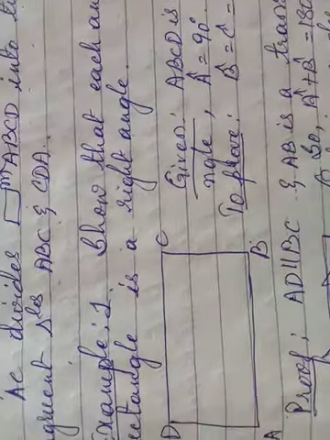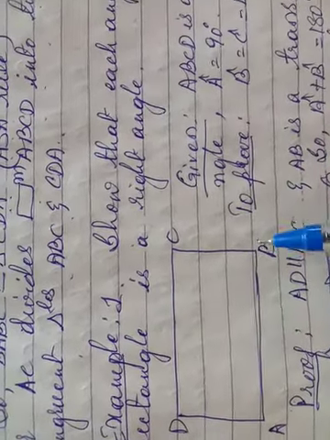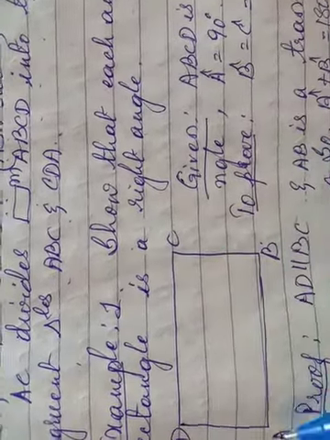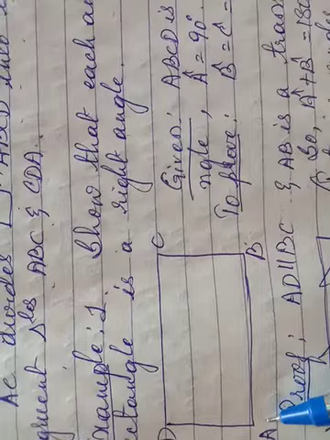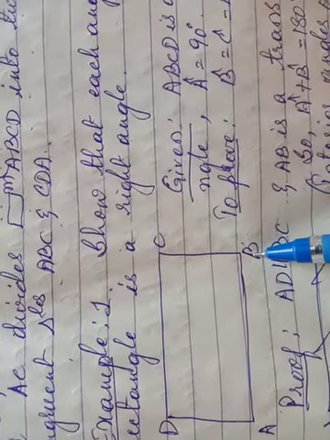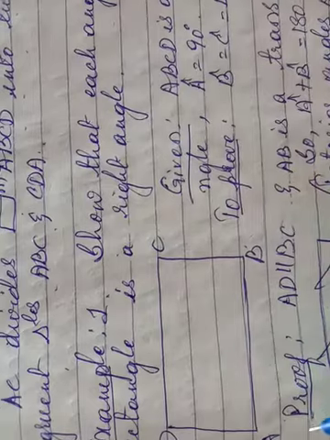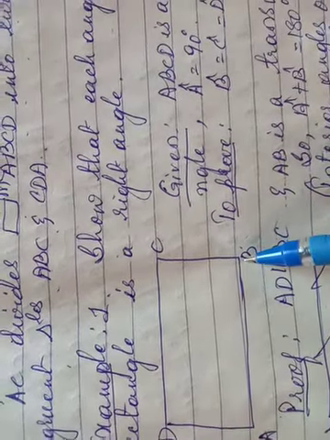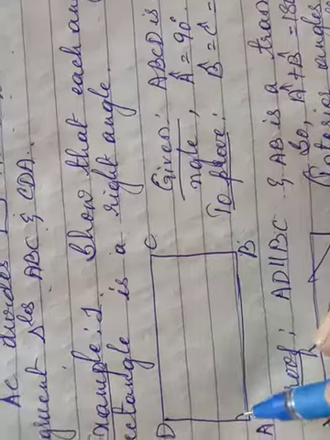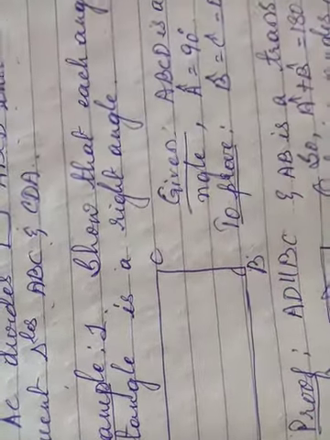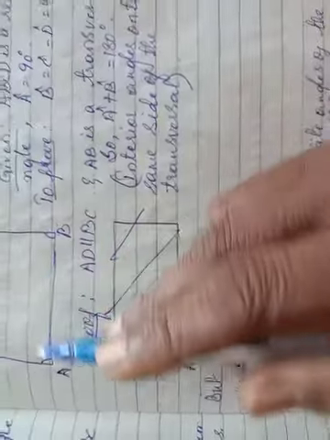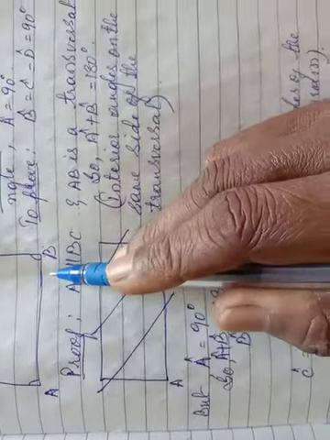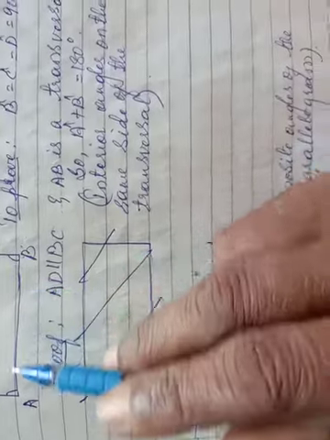Now proof. Here in the rectangle AD is parallel to BC. Then which is the transversal? AB is the transversal. Okay. Next. So we can write angle A plus angle B is equal to 180 degrees. The sum of these two angles is equal to 180 degrees. So how did we get this one? What is the reason? Interior angles. These are the interior angles on the same side of the transversal.